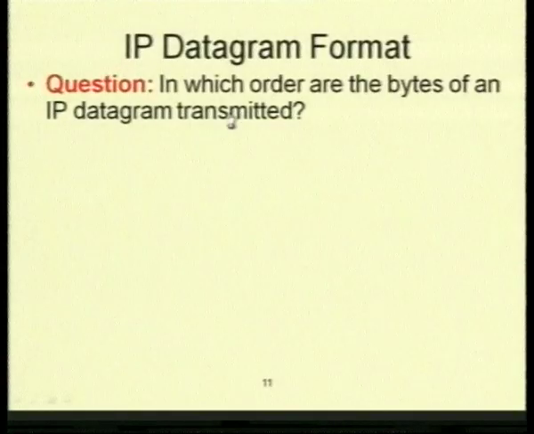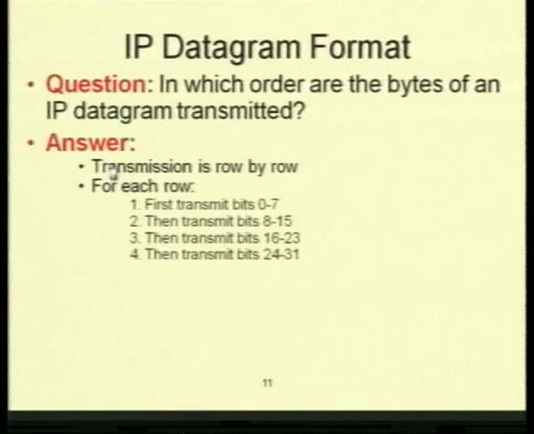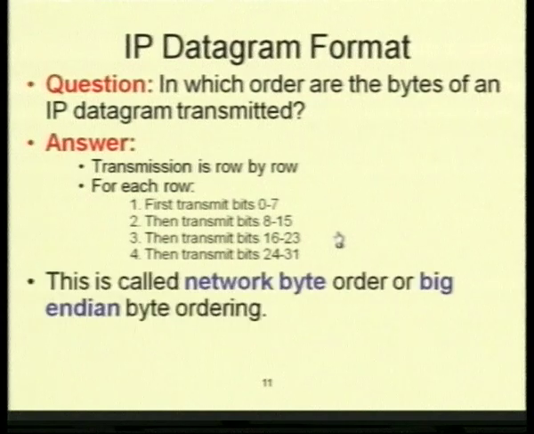Okay. Now, another interesting question that comes up when you have such an IP datagram being sent is, in what order are the bytes of an IP datagram transmitted? The answer is that the transmission is done row by row, and for each row you first transmit bits 0 to 7, then 8 to 15, 16 to 23 and 24 to 31. This is called the network byte order, which is actually the big endian byte order.